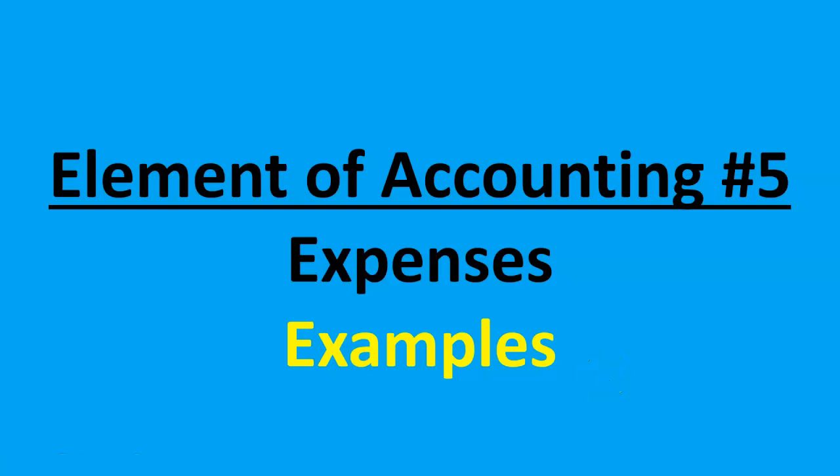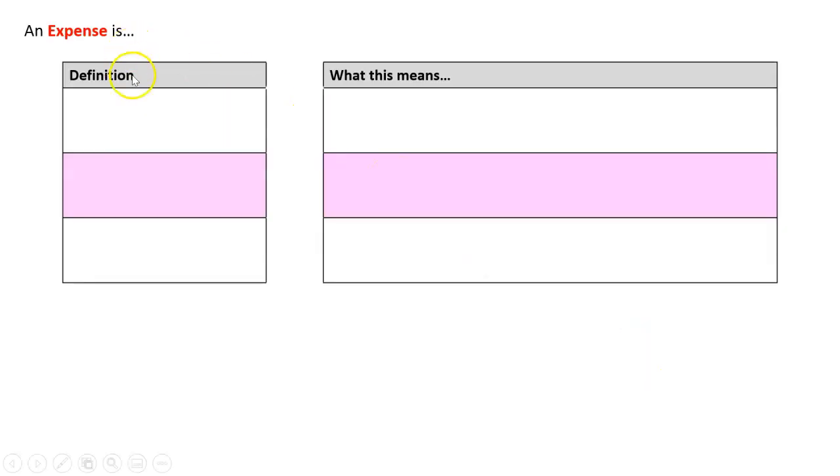We're going to apply our definition of expenses, which is the fifth element of accounting. We're going to apply it to some examples to say why something is or isn't an expense. So to do that, we're going to need to know our definition. So an expense has three parts.